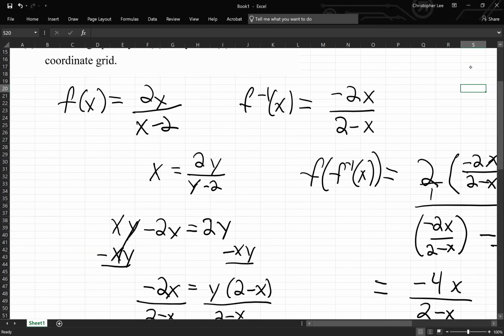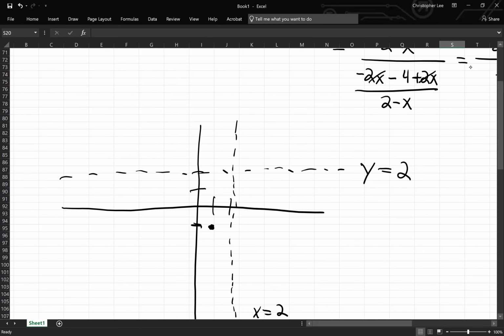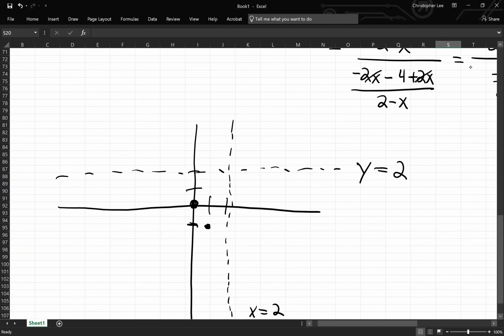If I plug in 0 for x, I get 0. So it is going to cross the origin as well, right? So that's the point 0, comma 0. This is the point 1, comma negative 1, right? These are going to go close to the horizontal and vertical asymptote, but never actually touch. There we go. This is f of x, by the way.